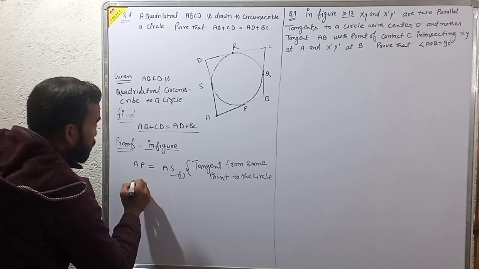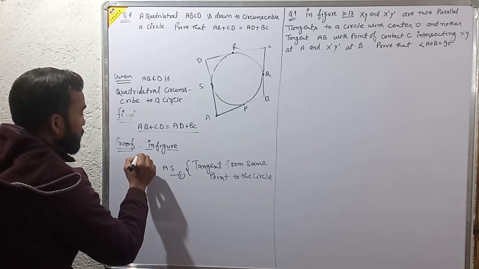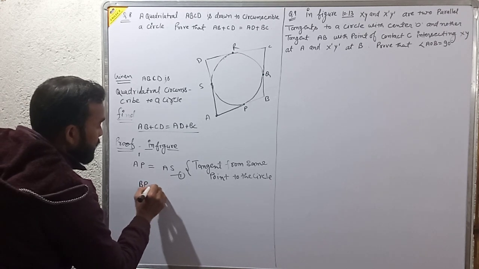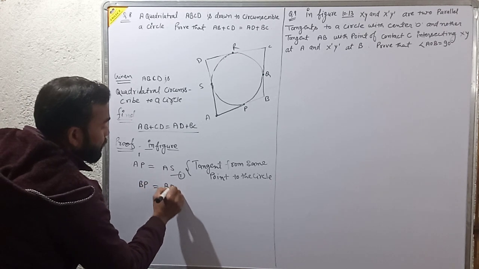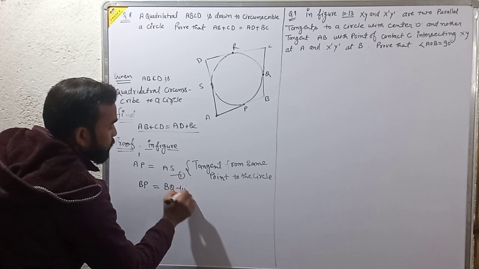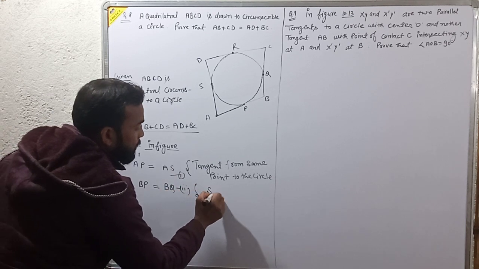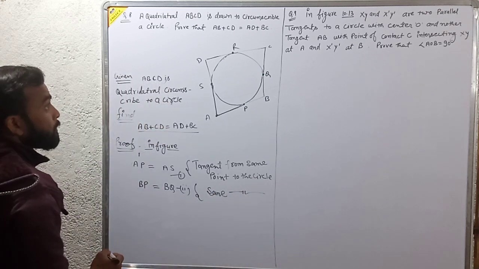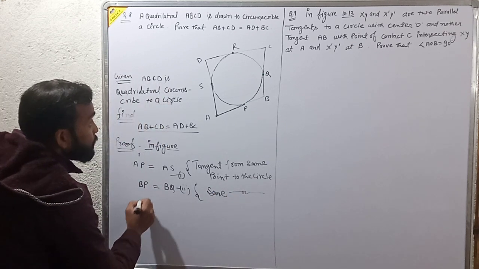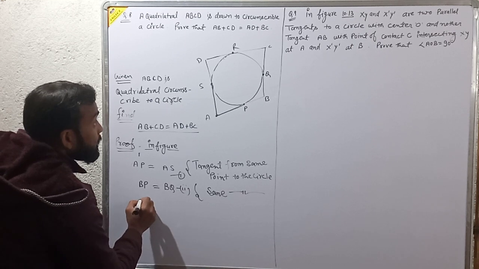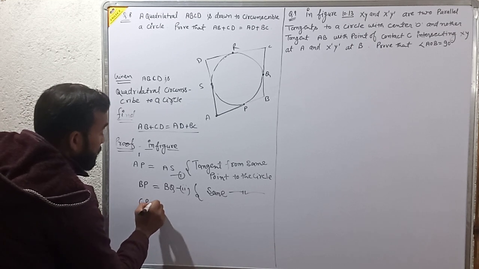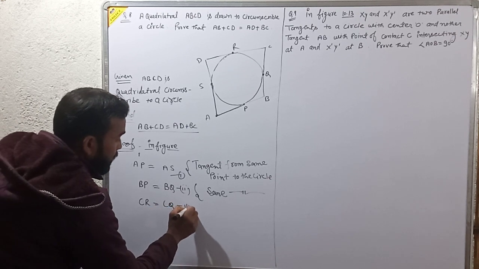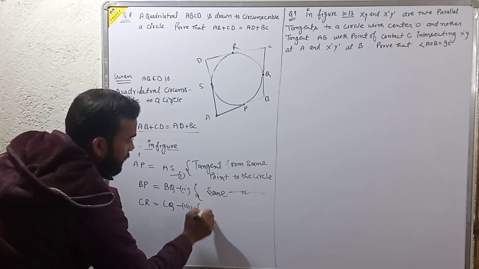Similarly, at point B, BP is equal to BQ. This is the second equation. Same reason. Similarly, at point C, CR is equal to CQ. This is third. Reason same.